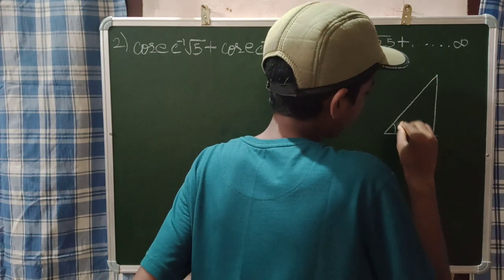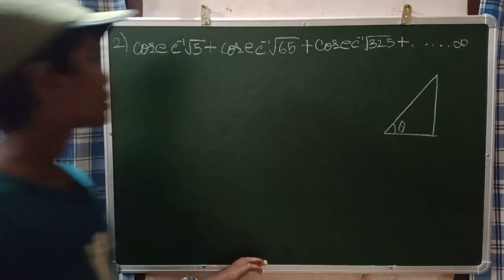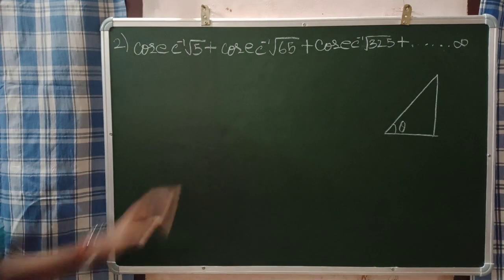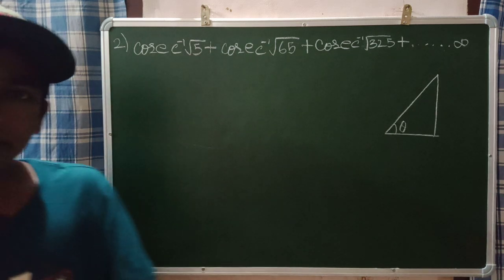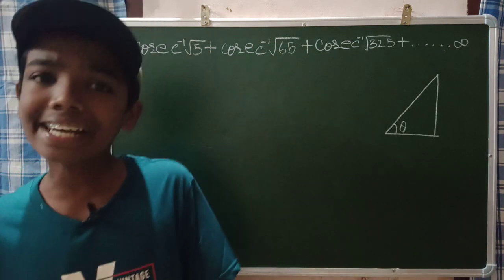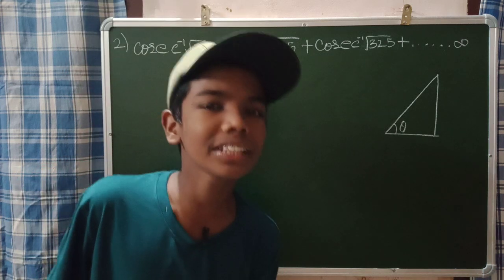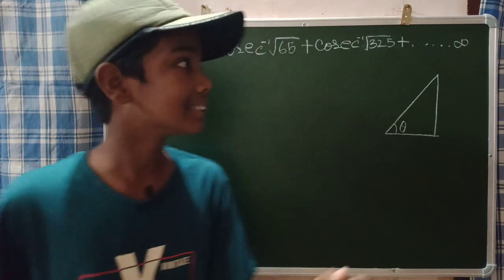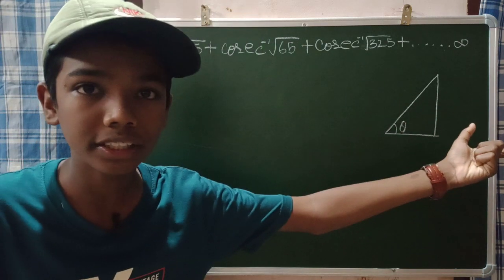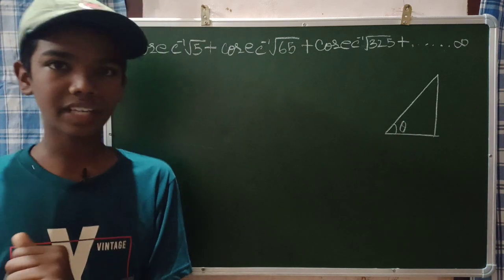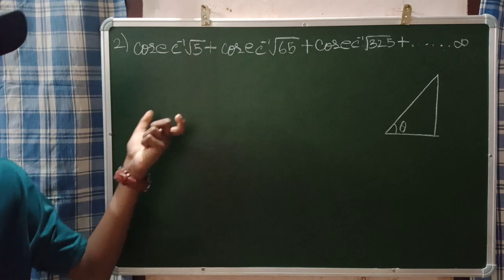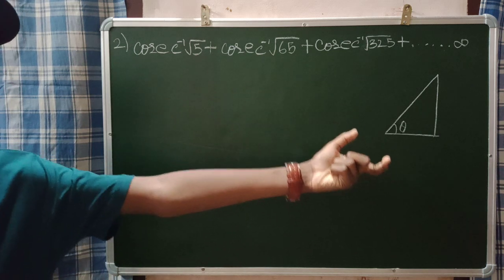This is a right angle triangle I draw. Now cosecant of root 5 we are having. What is cosecant of root 5? It means cosecant theta is equal to root 5. If cosecant theta is equal to root 5, what is cosecant theta? That is hypotenuse by opposite, because it is the reciprocal of sin theta.